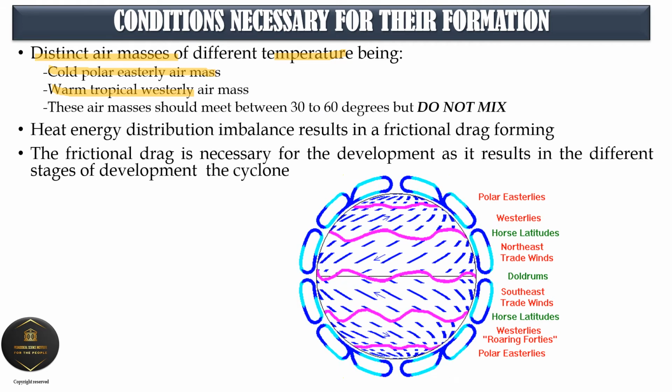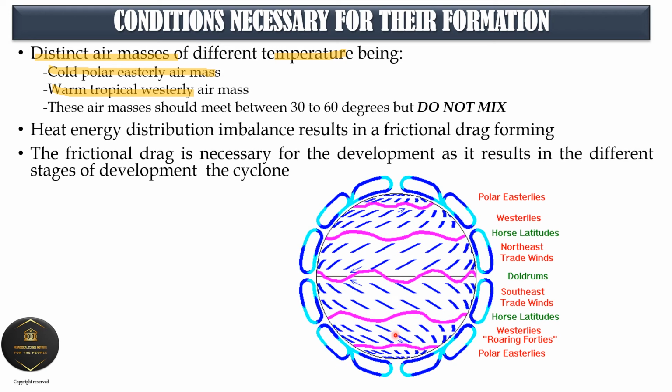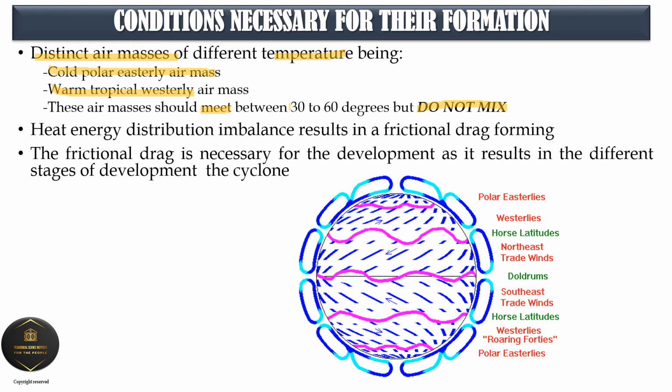Going back to our global air circulation animation, if you look at it here, at the poles you'll have your cold polar easterlies. Are we fine with that? And here between 30 and 60 you'll have your warm tropical westerlies. Now you notice we are looking at air of different temperatures, and we know that cold and warm air do not mix. But what happens to them? They do meet. Where do they meet? They meet between 30 and 60 degrees.